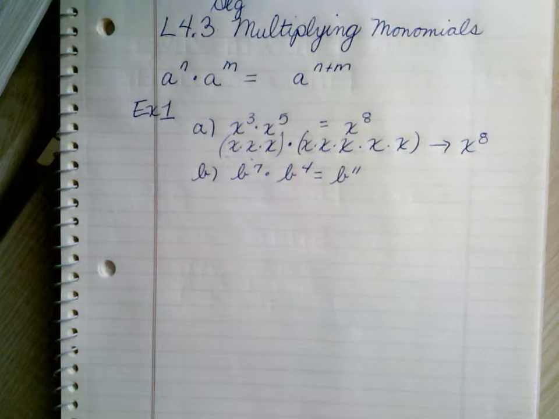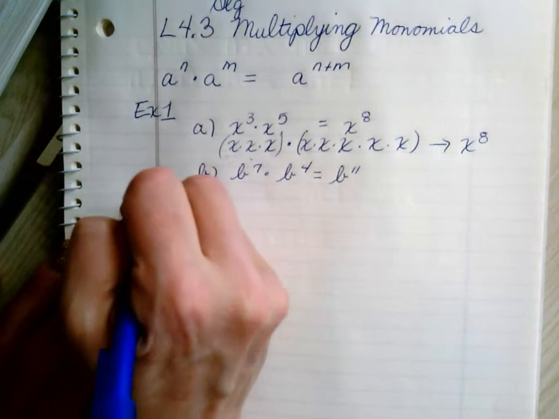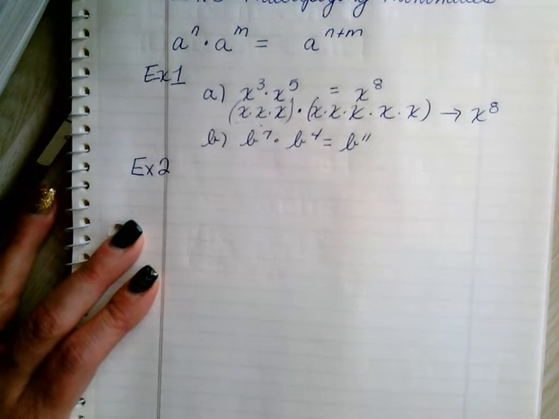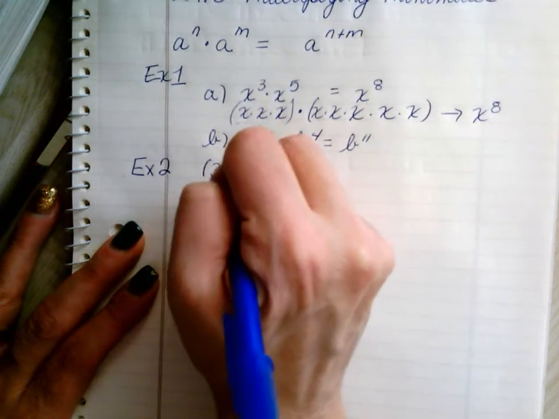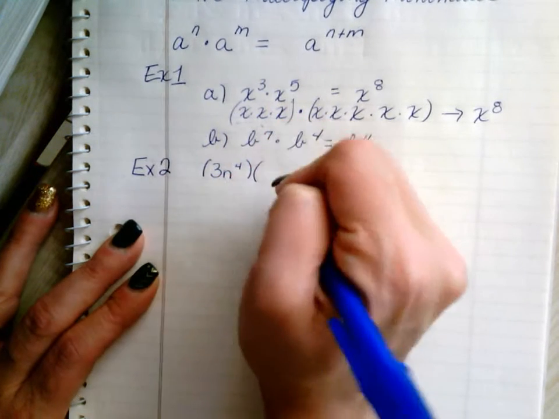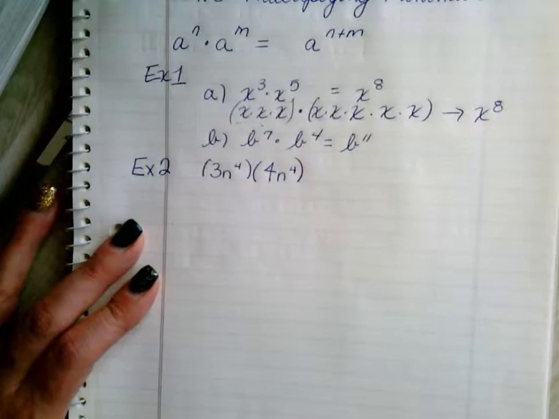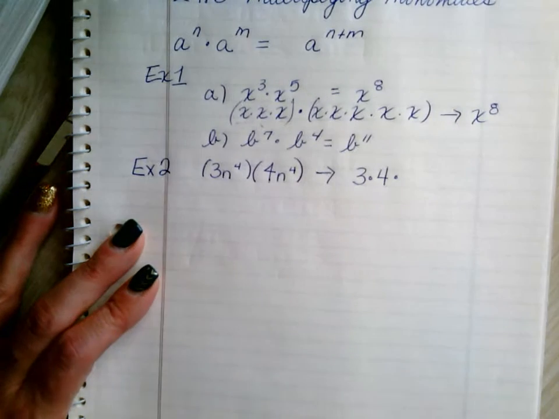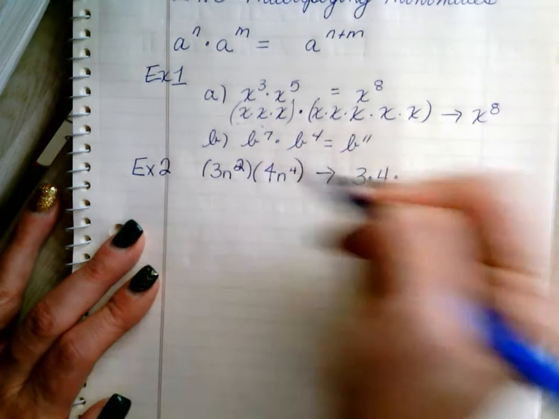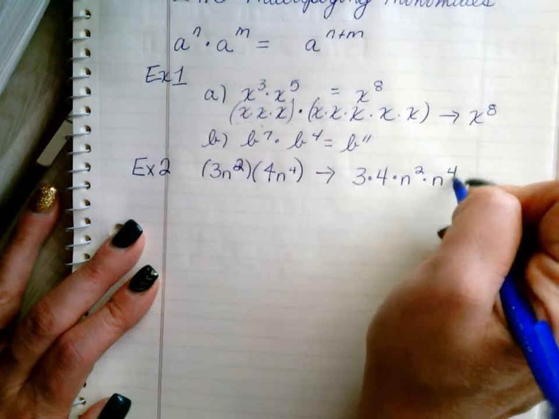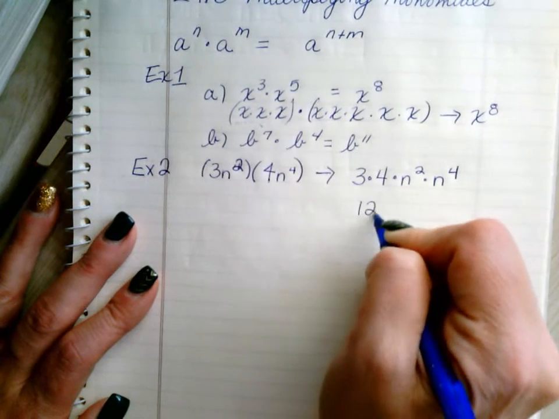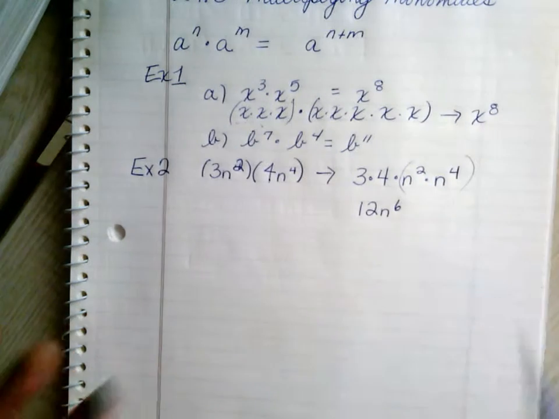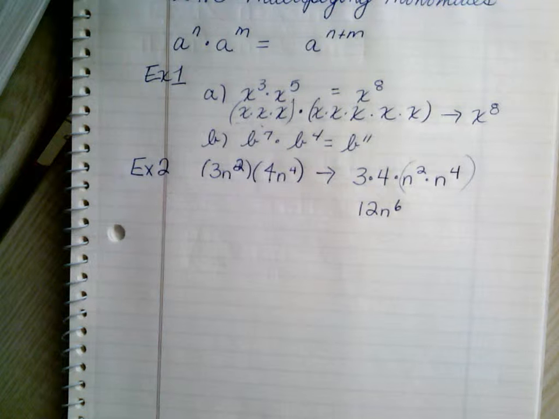When you start throwing numbers into the game is when you might think it's difficult, but it really isn't. Example 2 shows us that you can use the commutative property to move your numbers around so that you multiply your numbers by each other and then you're left with your letters, your variables. I'm going to commute the 3 so that it's next to the 4. 3 times 4, and then I'm left with n squared and n to the 4th. The result is 12 and 6, because remember, you're just adding the exponents. Like base, add exponents. Okay? 12n to the 6th.